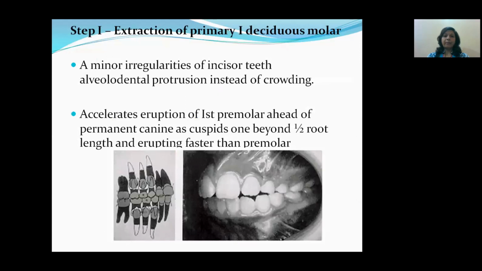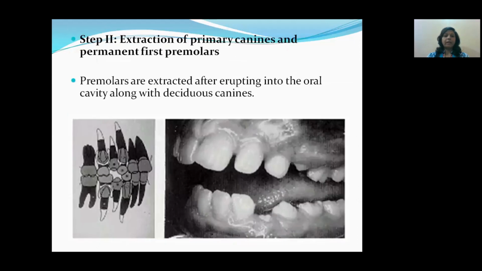Extraction of the primary deciduous molar. Minor irregularities of incisor teeth, with alveolo-dental protrusion instead of crowding, is the indication for this group. It will accelerate eruption of the first premolar ahead of the permanent canine, as the cuspid is beyond half root length and erupting faster than the premolar. In step 2, premolars are extracted after erupting into the oral cavity along with the deciduous canine.